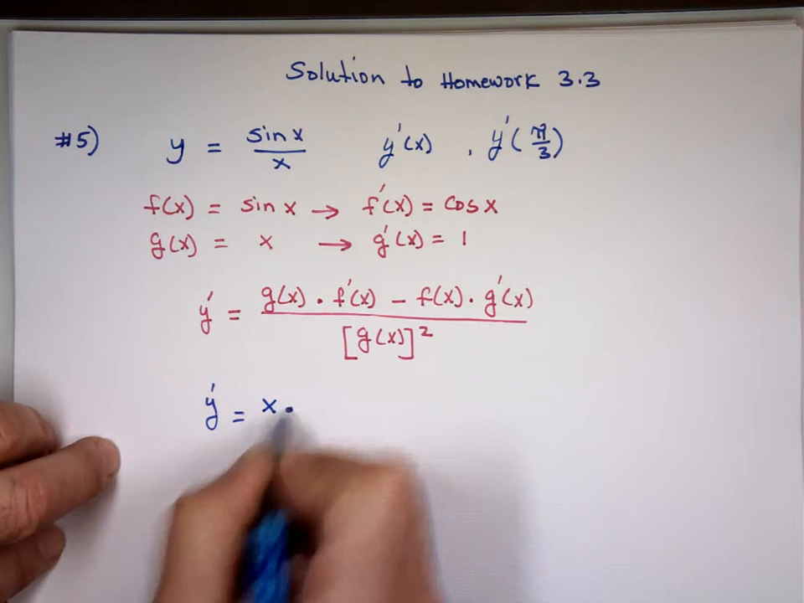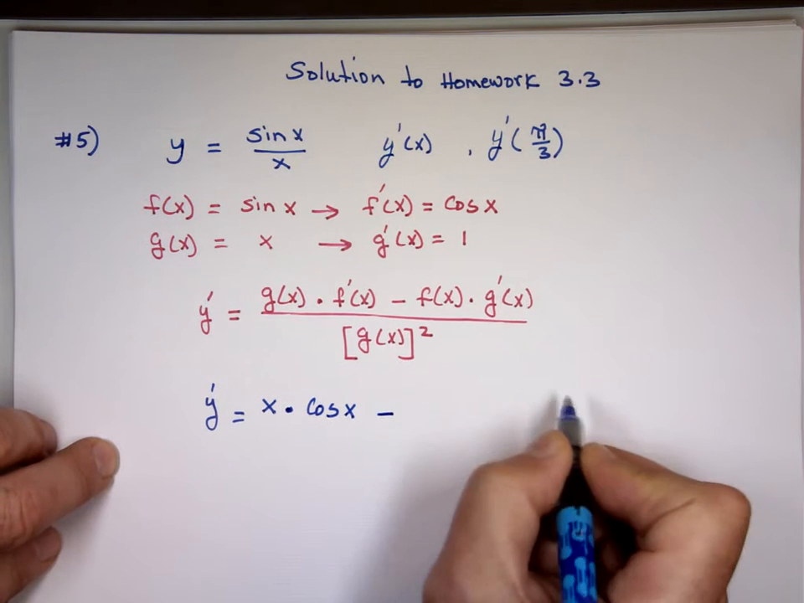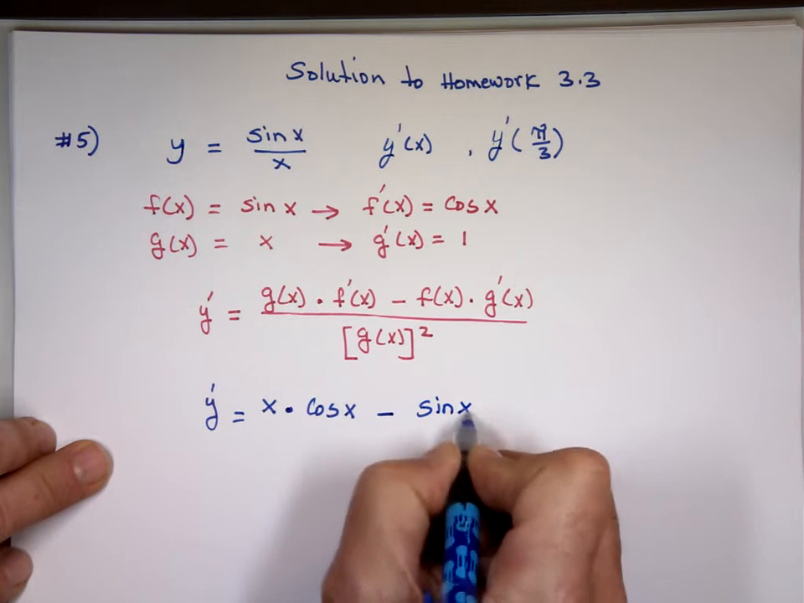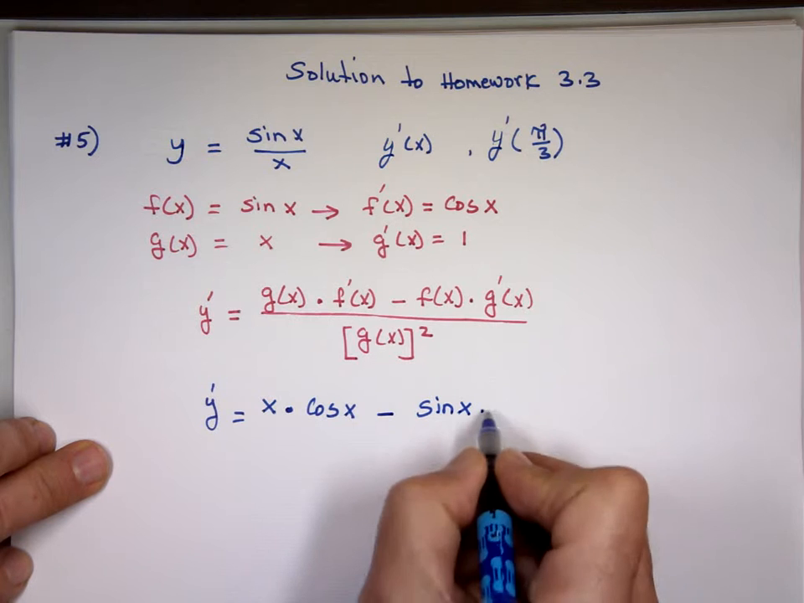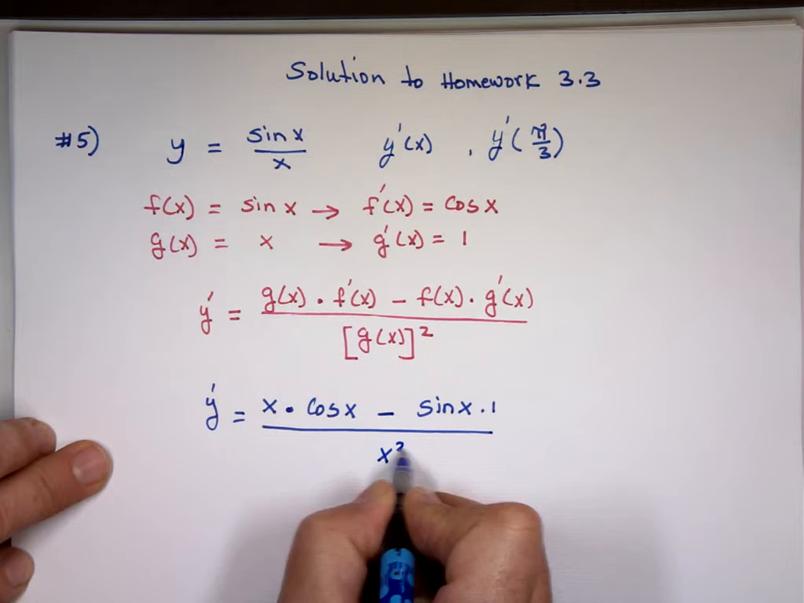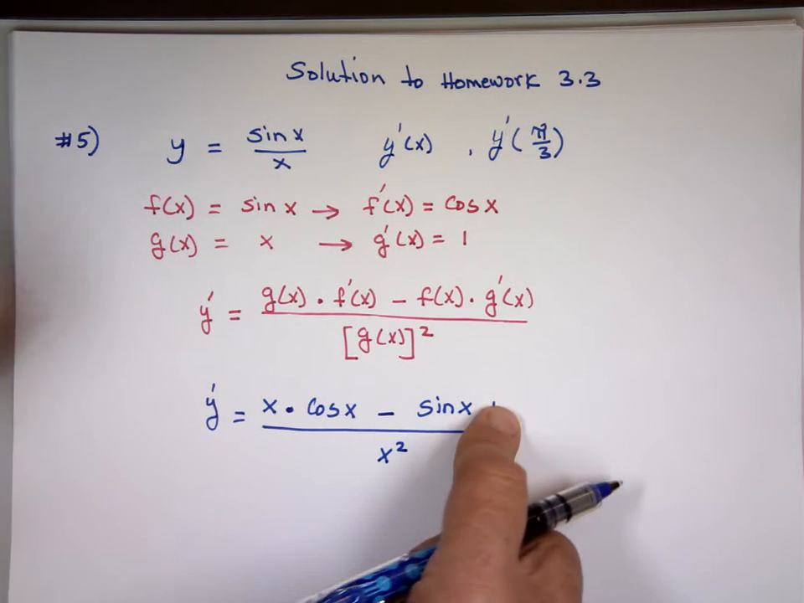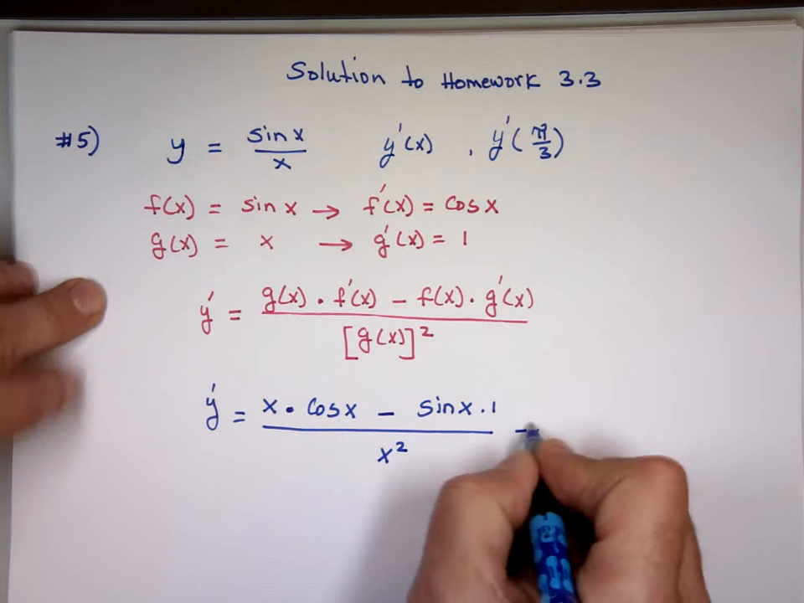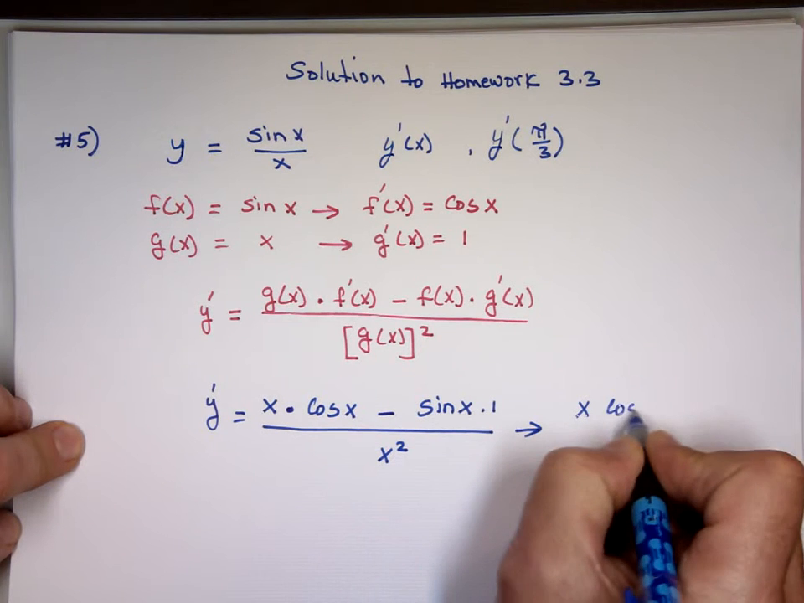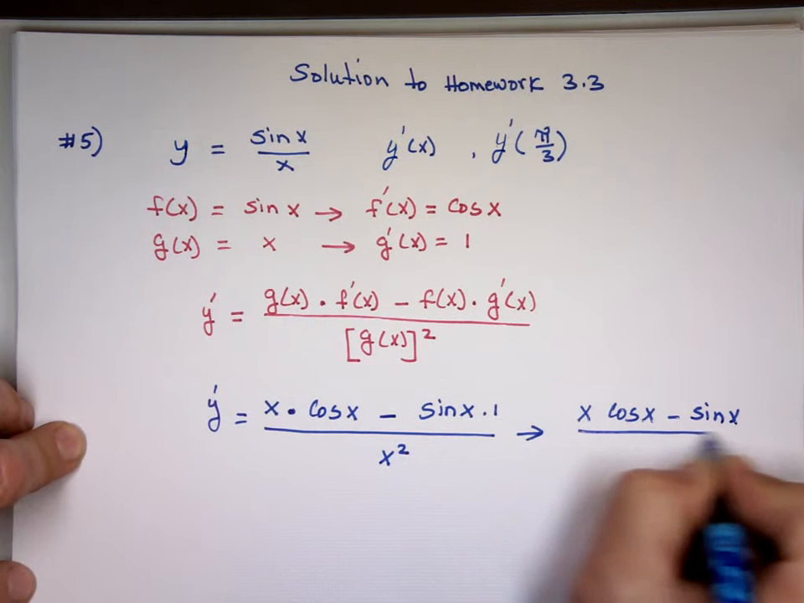x times f prime, which is cosine of x, minus sine of x times what? Isn't that a 1? Over g of x, which is x squared. So that's the answer to part A. I just don't need the 1, I'm not going to put the 1 there. So when the question says, what is f prime? The answer is x cosine of x minus the sine of x, over x squared.